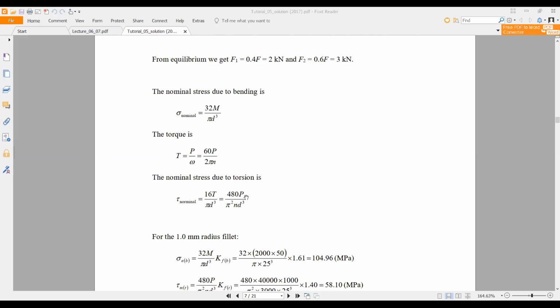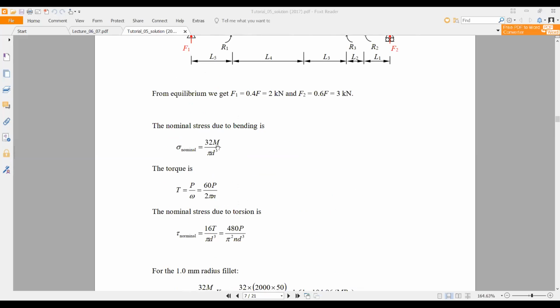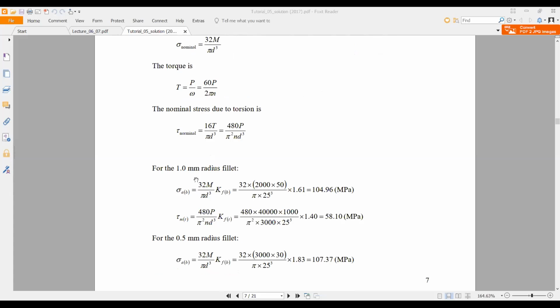Normally you need to derive this kind of general equation for the particular equations. Don't substitute every time. Derive a general equation and you can use it everywhere. You can see here they use that equation. So these are the two equations we need for the nominal stress and nominal shear stress.